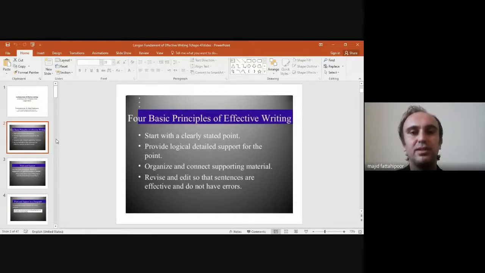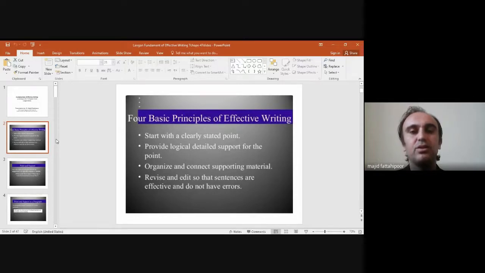Maybe if you're not writing as an academic writer, you can be, let's say, free in your structure. But this is, as you know, the basics of academic writing. And when we have those 2 points, starting with a clearly stated point and providing logical detailed support, then and only then can we organize and connect supporting material. Because organization cannot come when there is no material, right? When there is no topic sentence and when there is no material that supports that topic sentence.